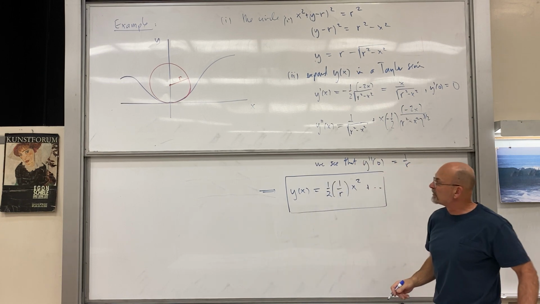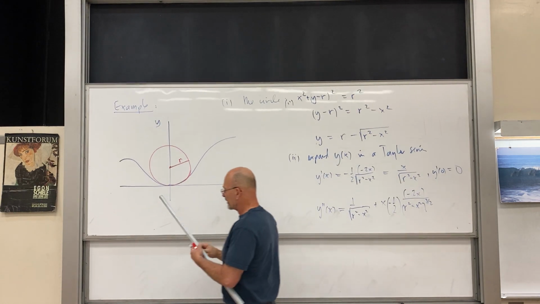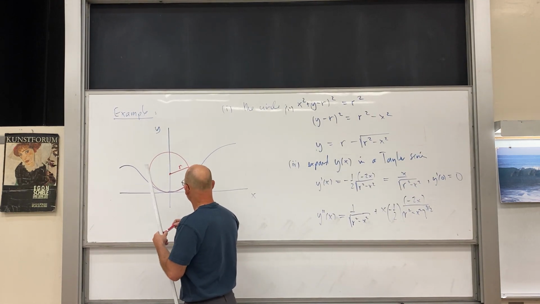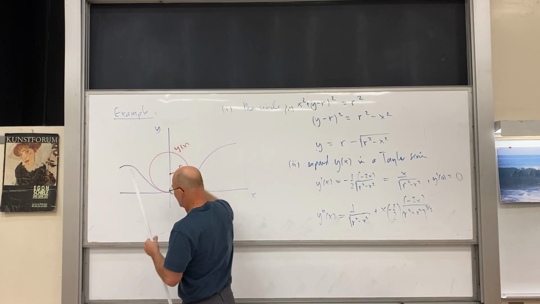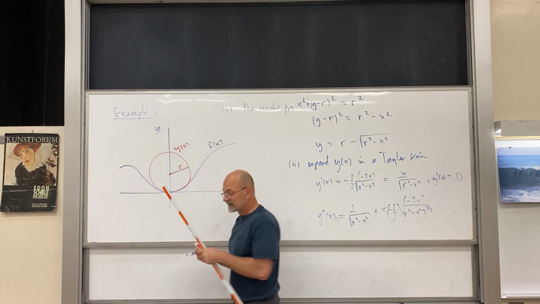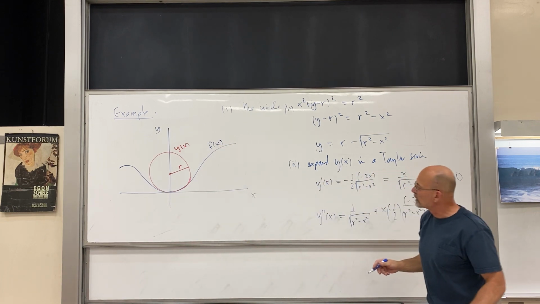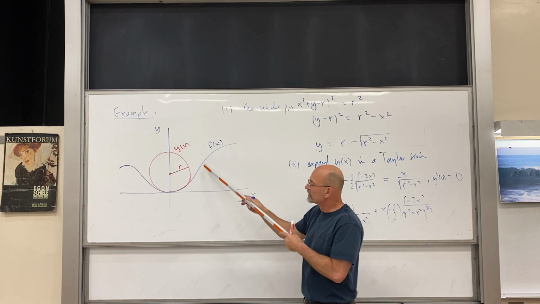So what about the function? I guess I should name these now and make sure. So this red one was my y of x, and this blue one I'm going to call my f of x. Okay. So the blue curve, or the circle nests here in the blue curve.